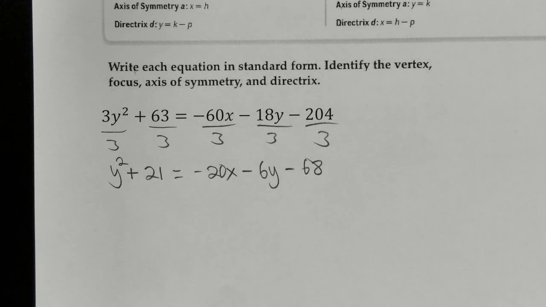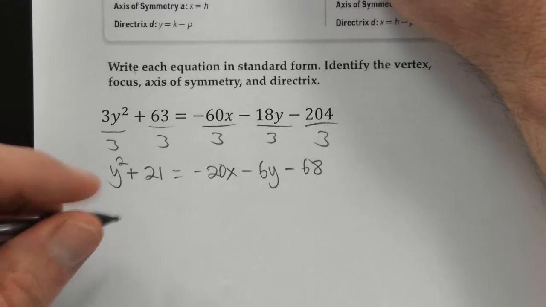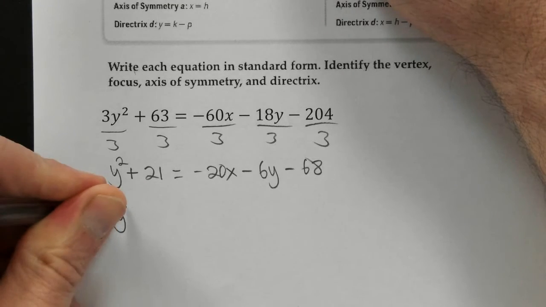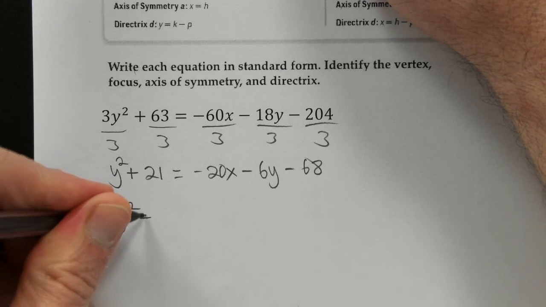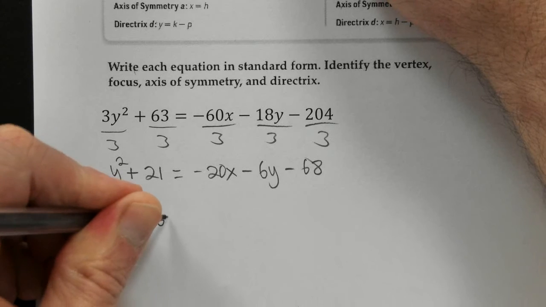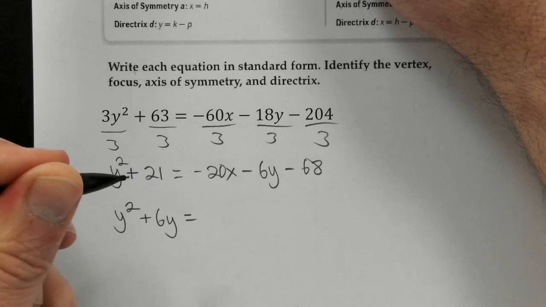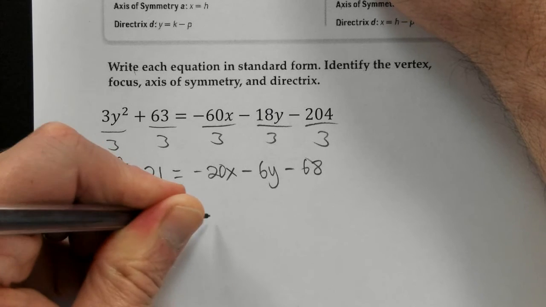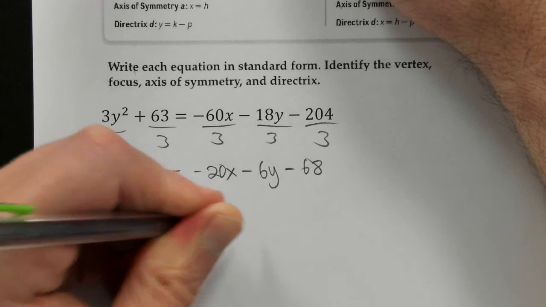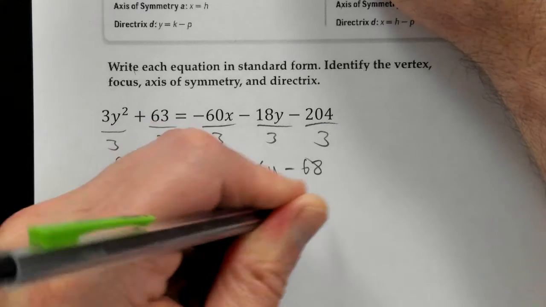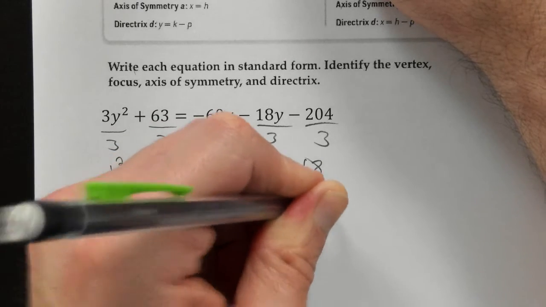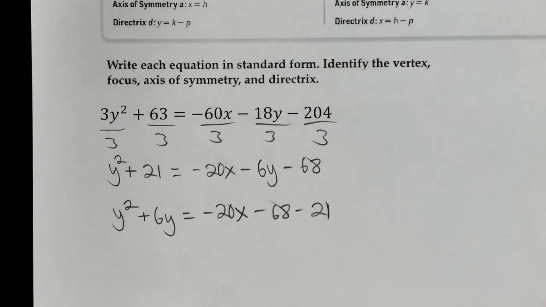All right, so from here, what we can do is we can go y squared, and then I'll move all of my y terms over to this side. So that'll be plus 6y, and we'll make that equal to negative 20x minus 68 minus 21. All right, so we're good there.